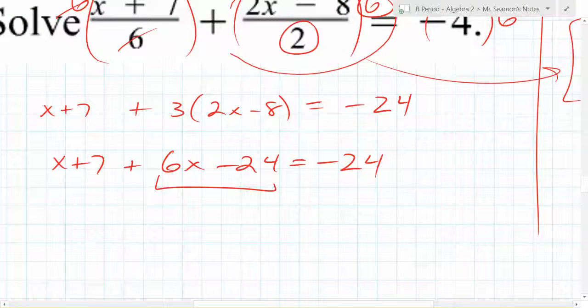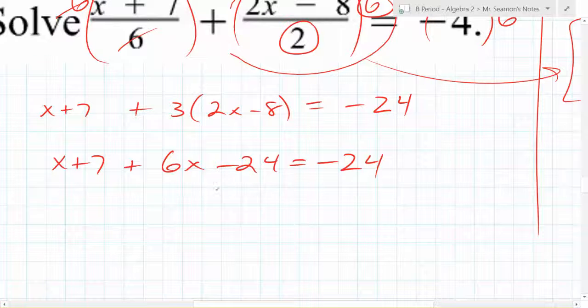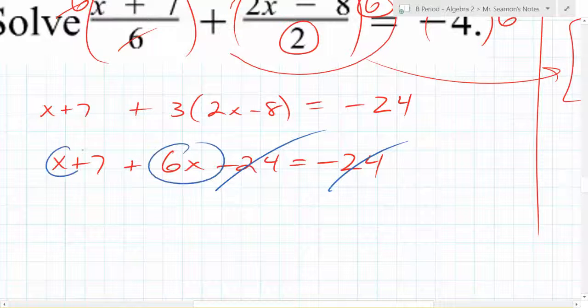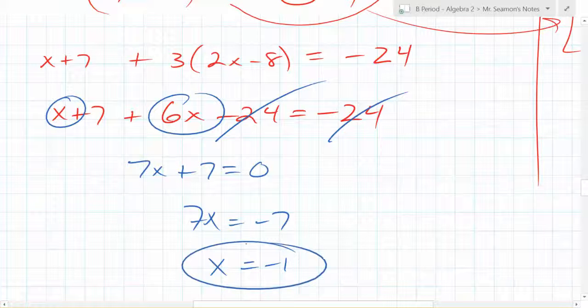Take a look up here. What can I just eliminate from both sides right now? This is what I would do. I would get rid of those, and you have 6x and x. What's 6x and x going to be equal to when you add them together? So you have 7x plus 7 is equal to 0. So 7x is equal to negative 7, sorry. So what does x equal? Negative 1. So negative 1 right over there is correct.